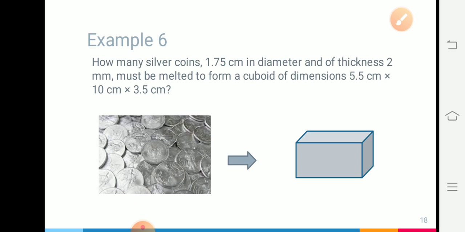Next example, how many silver coins 1.75 centimeter in diameter and of thickness 2 millimeter must be melted to form a cuboid of dimension 5.5 centimeter into 10 centimeter into 3.5 centimeter. So you have the silver coins. The diameter of these coins are given and thickness is also given. Please remember the unit. One is in centimeter, the other one is in millimeter. So the first step will be to convert all the units into same unit.